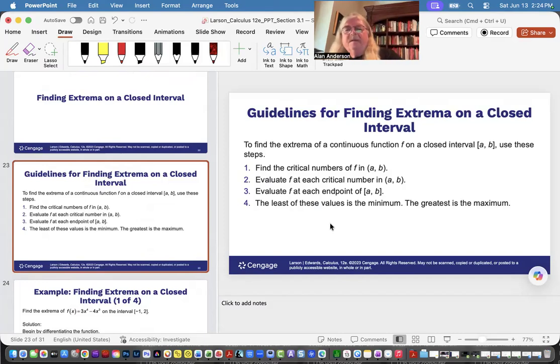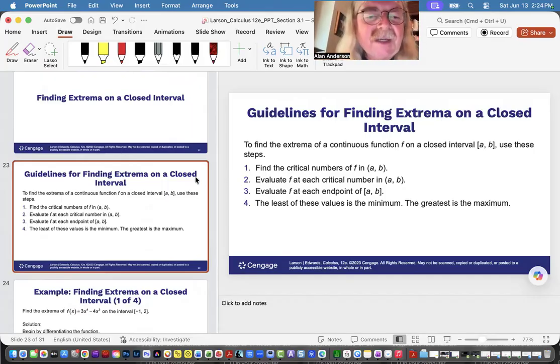All right, here we go. So to find the extrema of a continuous function on a closed interval AB, we start by finding the critical numbers. So in other words, we're looking for all the points where the slope of the tangent line is 0 or does not exist. Evaluate the function at those points. Do the same thing for the endpoints, just in case they are the extreme points. And then of all of the ones you find, the smallest one is the minimum, the largest is the maximum.